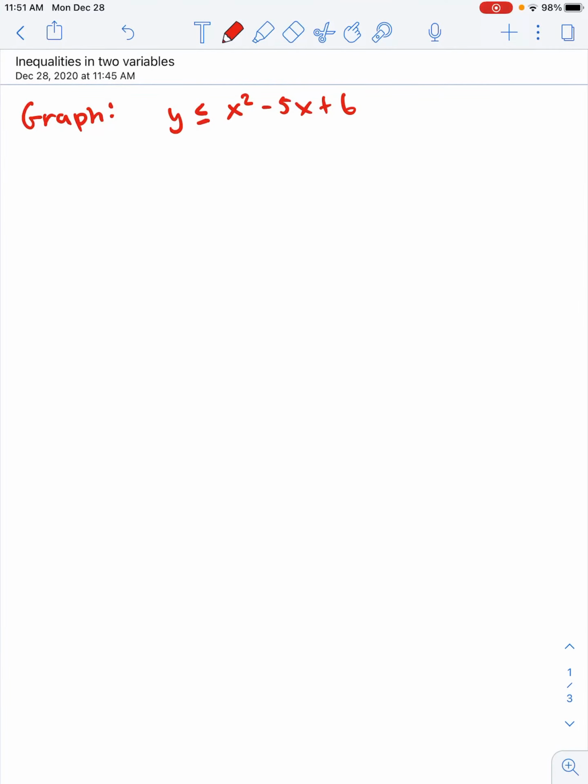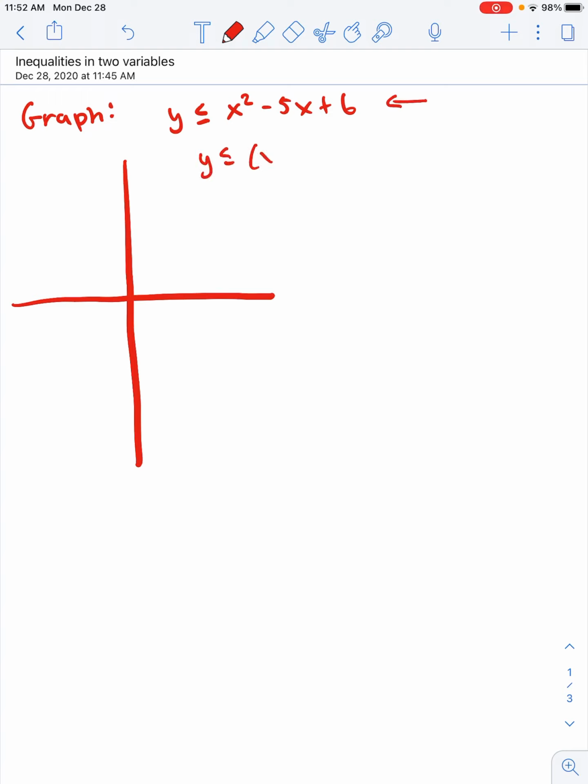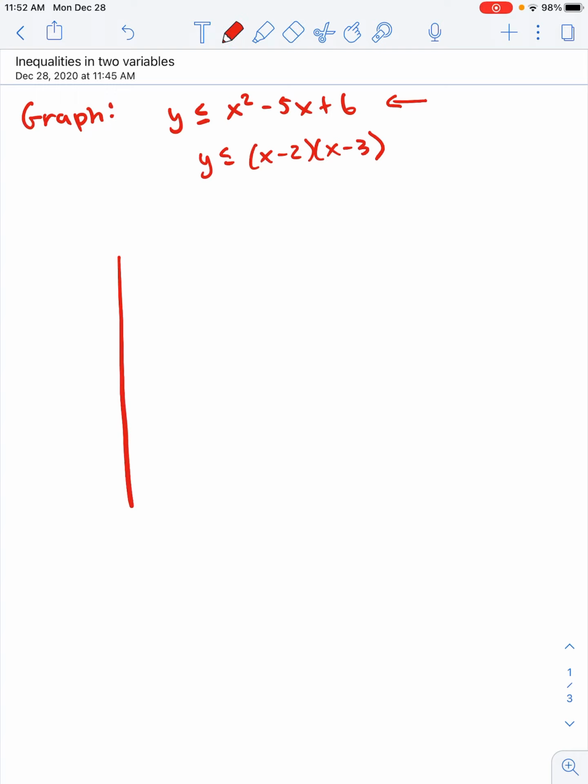Okay, so if I want to graph this inequality in two variables, the first thing I want to do is just graph the boundary line. So I want to graph basically what this would be if it were an equation. So first I'm going to factor it into (x - 2)(x - 3), so that I can see where the roots are. So my roots are going to be 2 and 3.